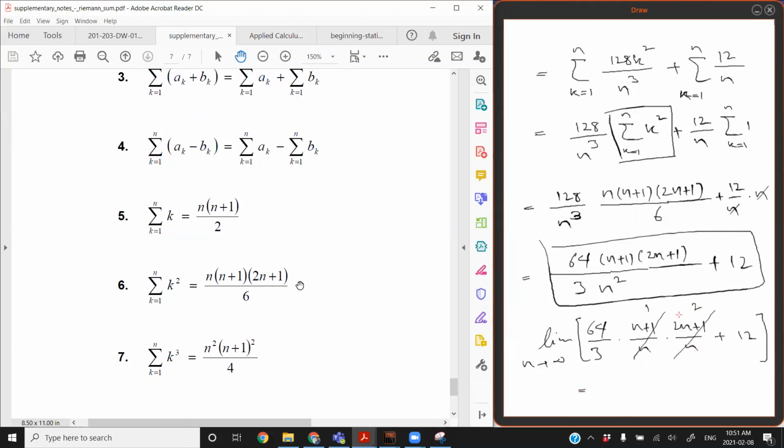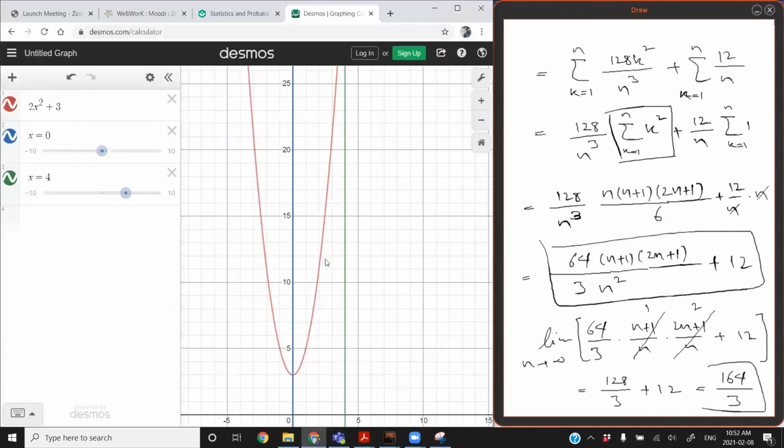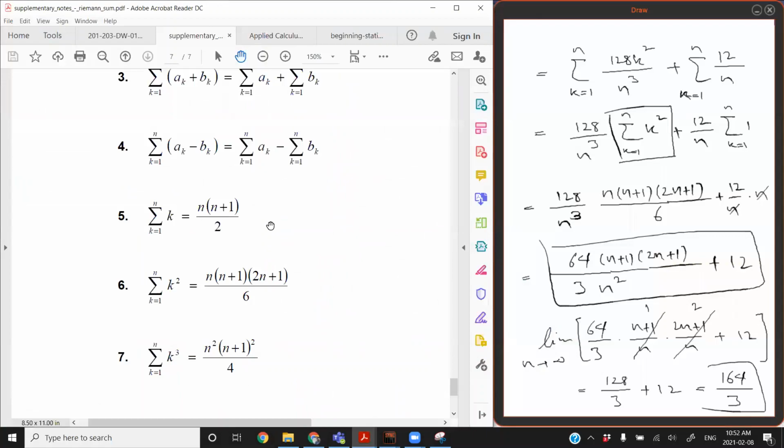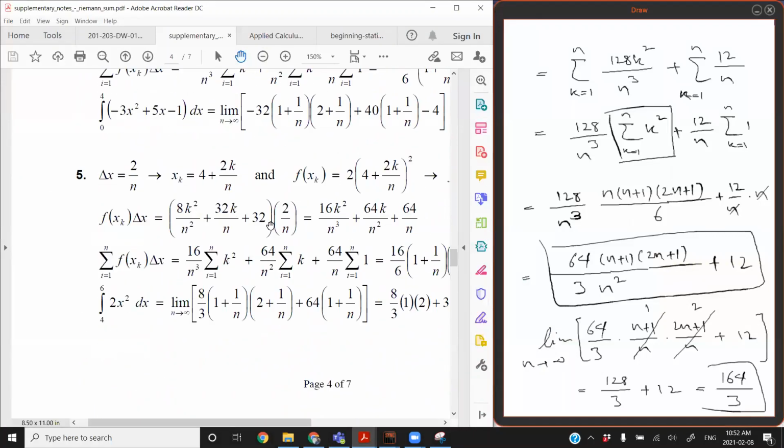So this is going to be 2 times 64, that's 128 over 3, plus, and this is a constant, the limit does not depend on n, plus 12. So the final answer is going to be 128 divided by 3 plus 12, which is, if you do the calculations, I used the calculator here, 164 over 3. And that's the area of the region I just showed you over here. It's the area of this region. Let me just check my answer and make sure that I did the calculations correctly.